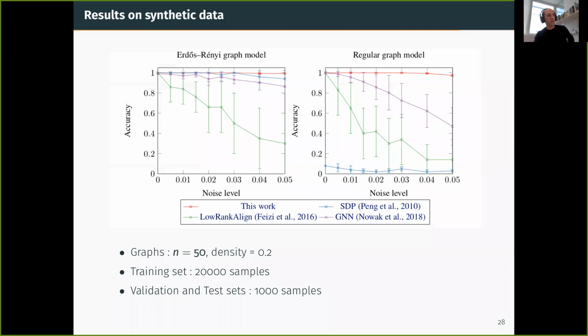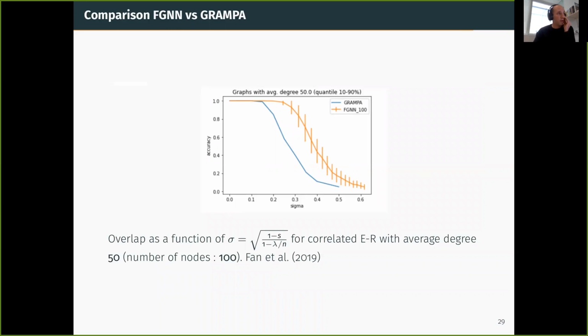On relatively sparse graphs, this is another comparison to another algorithm which is state-of-the-art for denser graphs. Again, this is accuracy plotted against the level of noise. When the noise is small, you are able to recover and the accuracy is 1. And when the noise is increasing, your accuracy is decreasing. So this is the performance of our algorithm compared to the Grampa algorithm, which is a deterministic algorithm. This is not a learning algorithm.